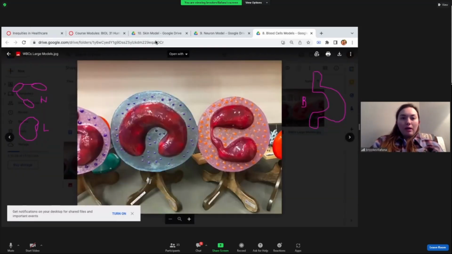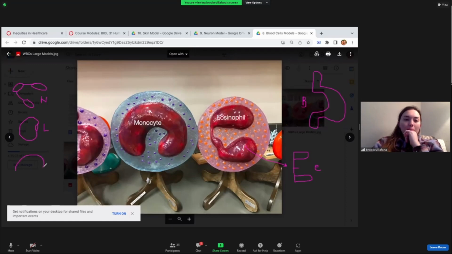Okay, here we have the monocyte and then the eosinophil. Eosinophil is, in my opinion, like the easiest one. It looks like the letter E. Can everybody kind of see how it looks like an E? Because it has this like little line here. And it kind of looks like an E if you left out the middle part. So that's for eosinophil. And then monocyte kind of looks like a bean. All right, so that's it for this one. I'm going to go label the little ones now.